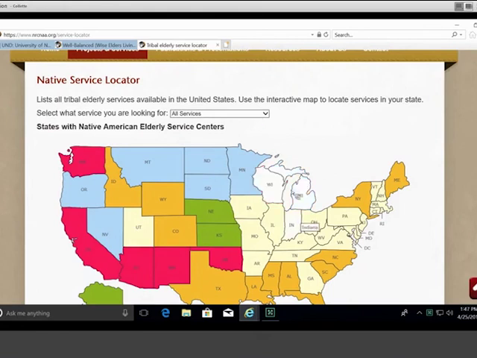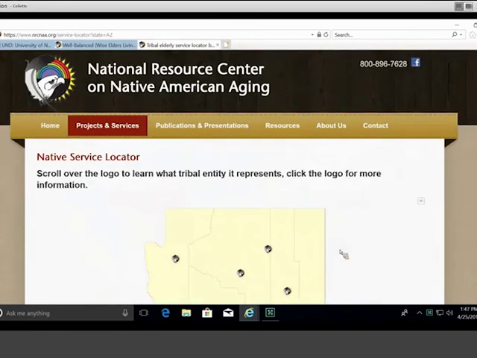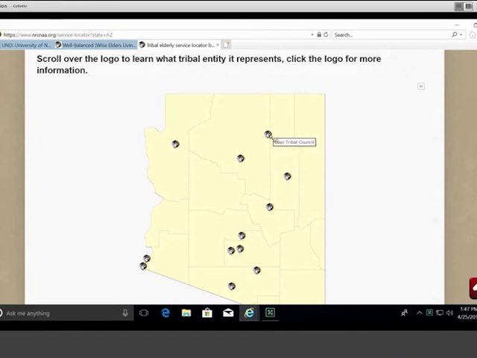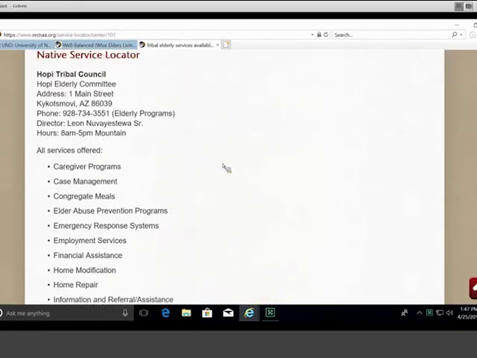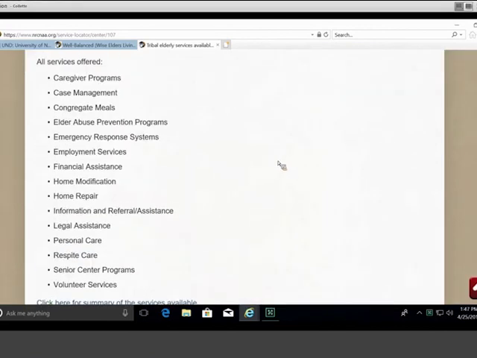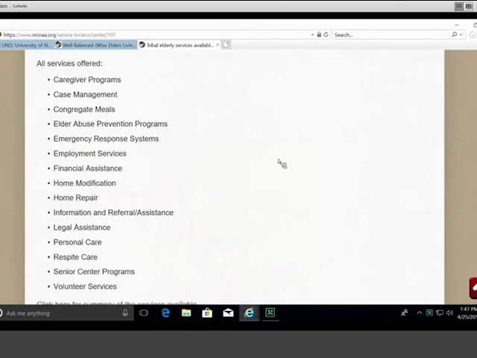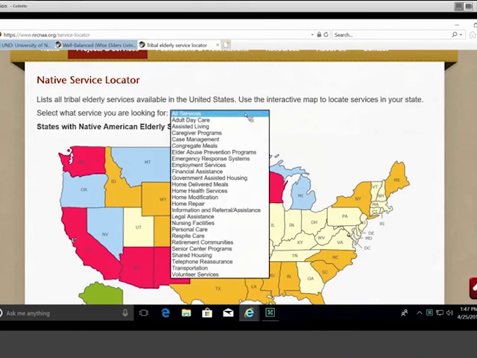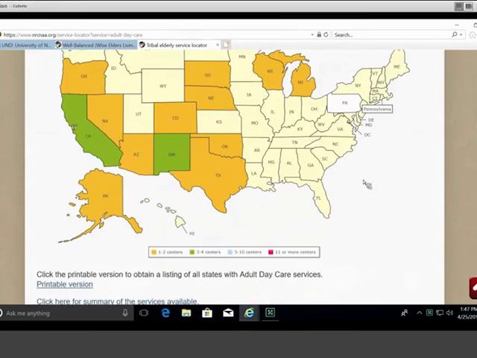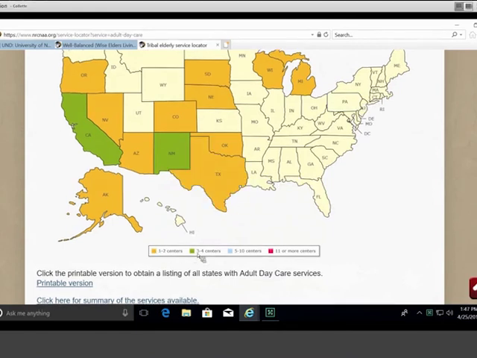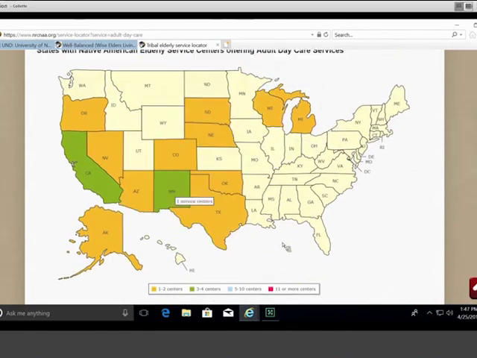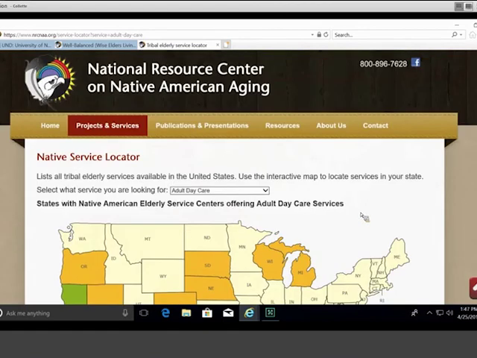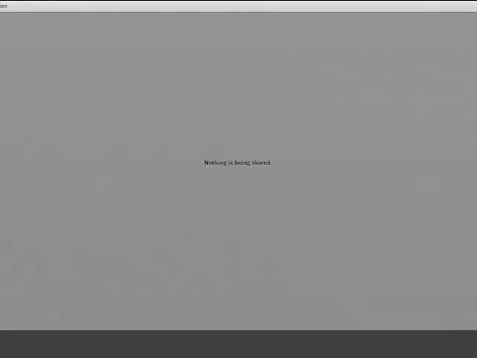Okay. So say you want to click on Arizona to see what services are available in tribal communities. So we can click on Hopi Tribal Council, and then it just shows you all the services that are provided in that area within the tribal community area. You can also do it by service. So I believe adult daycare. So it just shows you which areas have 1 to 2 centers, 3 to 4 centers by color-coded legend. So this is really helpful in trying to find services in your tribal areas for Native elders.